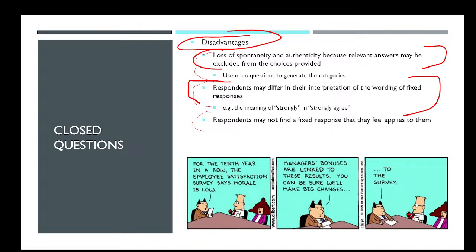And sometimes respondents might not find a fixed response that fits them, which sometimes leads researchers to do one of my least favorite things, which is the exit clause answer, right? Like choose not to answer, or no opinion, or something like that. Sometimes people want to give a neutral option, or an option that doesn't.